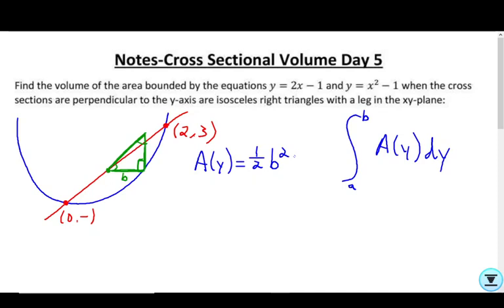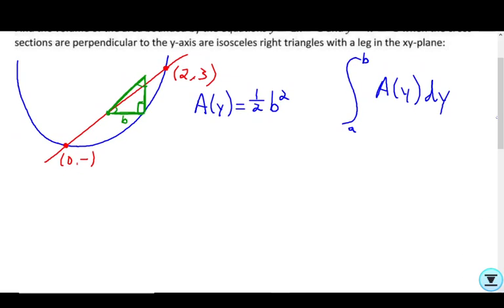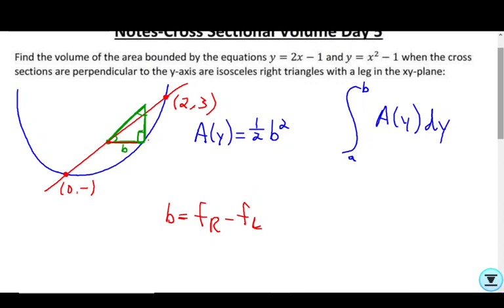Now, the last thing I need to figure out is what is my base. Well, this is my base, and it's going to be the function on the right minus the function on the left for the length of the base. But it has to be in terms of x equals, because they have to be in terms of y. So that means I'm going to have to solve each one of these for y. So y equals 2x minus 1 is x equals (y plus 1) over 2.